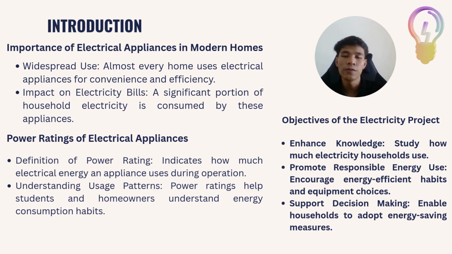Next is the power rating of electrical appliances. The definition of power rating is to indicate how much electrical energy an appliance uses during operation. By understanding usage patterns and the power rating, it can help students and homeowners understand the energy consumption.